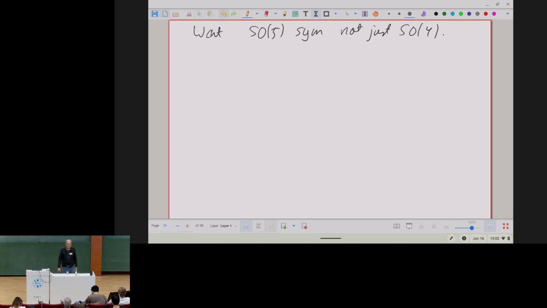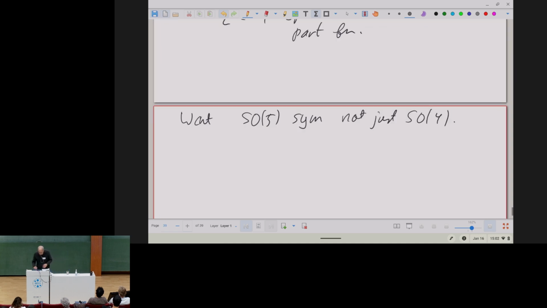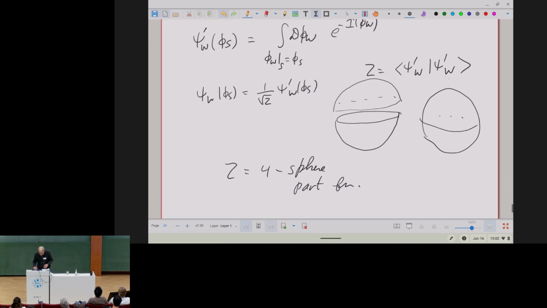So now I'm going to define something that has manifest SO5 symmetry, but it won't be manifestly a quantum state. So we will then argue that the two are the same. See, I called this state psi prime W.